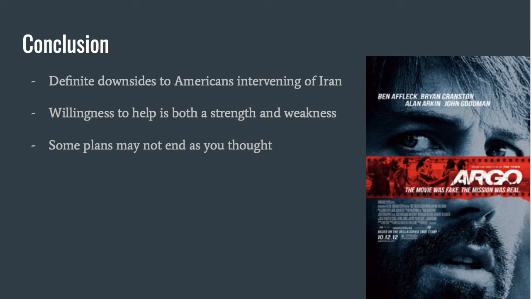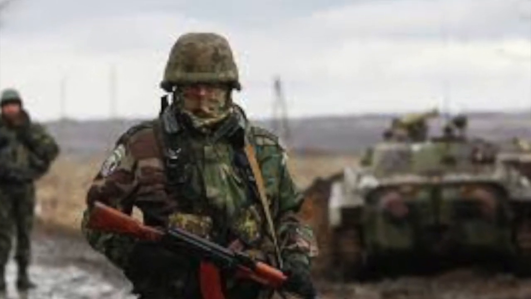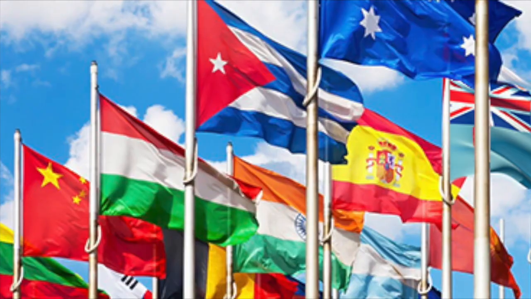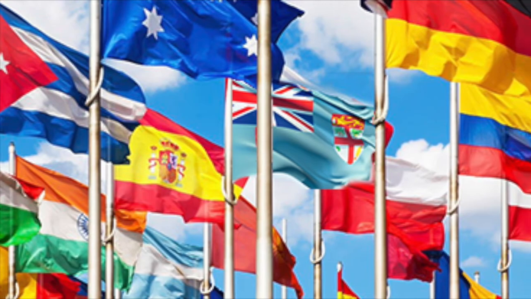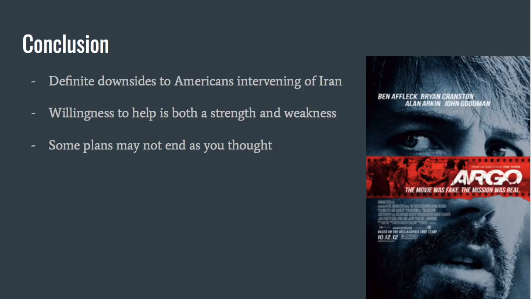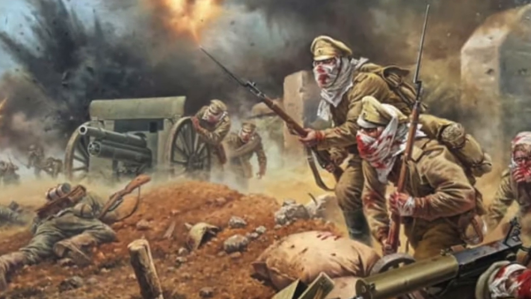In conclusion, you can see that the US's interference into the Iranian government has had some definite downsides, even continuing conflict to this day. Going into another country and trying to assist them in their operation doesn't always go as planned, as I feel the film Argo shows very well. The idea that the US is willing to assist another country is both a strength and weakness of the government, as their plan may not end up as they originally thought.